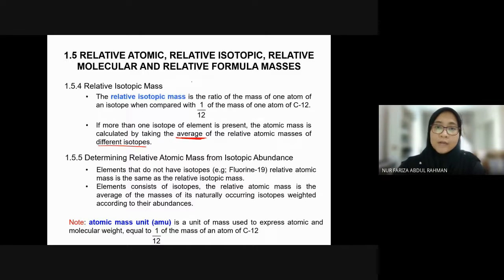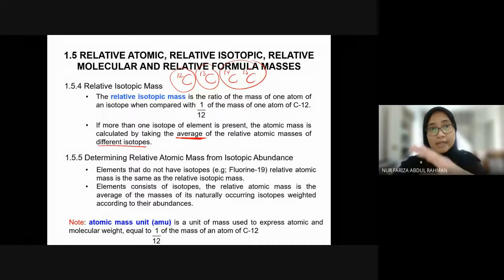Take for example, we have carbon. Carbon has several isotopes. So we have carbon 12, the most abundant isotope for carbon, and then we have carbon 13, carbon 14, and carbon 15. These are present in trace amounts, meaning a little, but they are still present. The most abundant one is carbon 12, obviously. Carbon 13 is not as abundant as carbon 12.